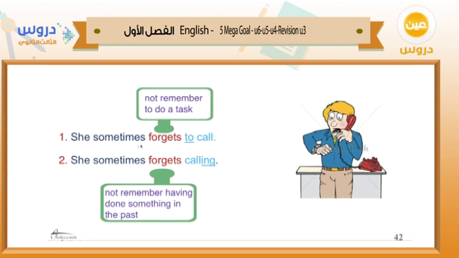Number 1, she sometimes forgets to call. Number 2, she sometimes forgets calling. In the first sentence, forgets to call, forgets plus to plus base form. Forgets calling, forgets plus gerund, okay? So what's the difference? The first one is something that she used to do, not remember to do a task, something that she used to do every time or sometimes. But here, it's not remember having done something in the past. It means that a particular action, a particular calling, happened in the past. Okay, this is the meaning for it.